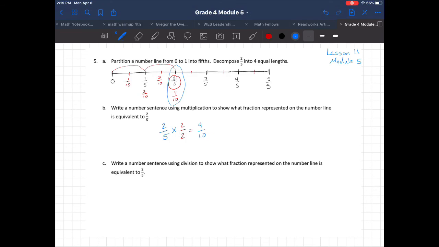Write a number sentence using division to show what fraction represented on the number line is equivalent to 2/5. So we're just going backwards. 4 tenths divided by 2 over 2 equals 2/5.